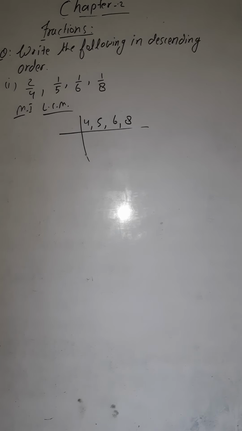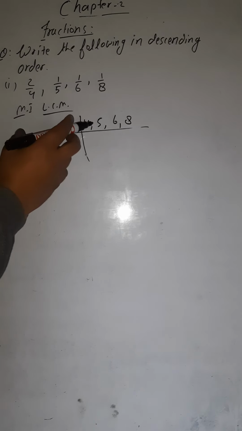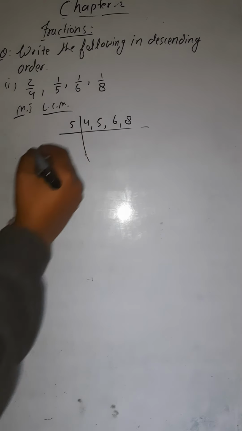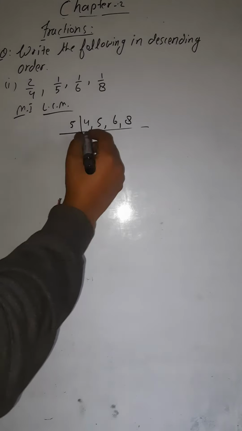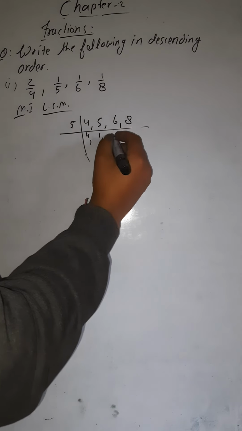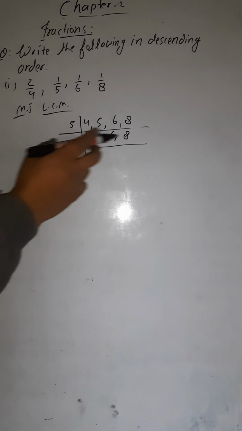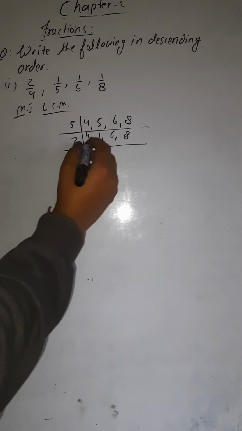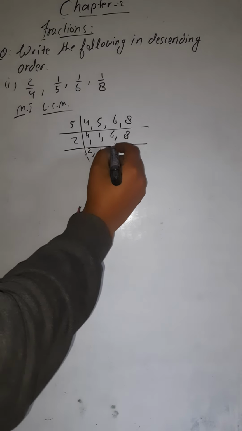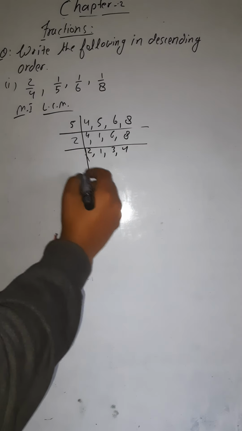So by which number should I divide first? You can see 5 is a prime number here, so let's divide by 5 first. Not divisible by 4, so 4 as it is, 5 1s are 5, 6 not divisible as it is, 8 not divisible as it is. Now I think all are divisible by 2, so divide by 2: 2 2s are 4, 1 as it is, 2 3s are 6, 2 4s are 8.